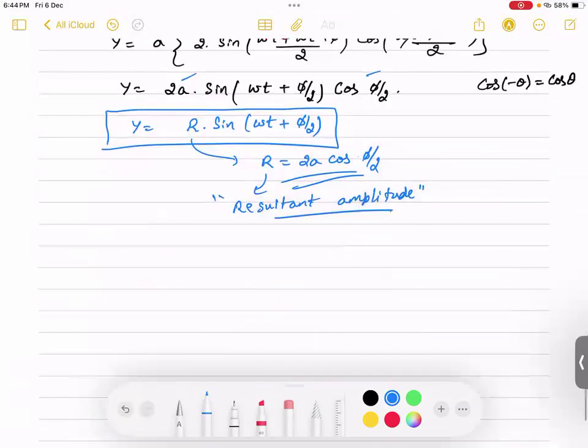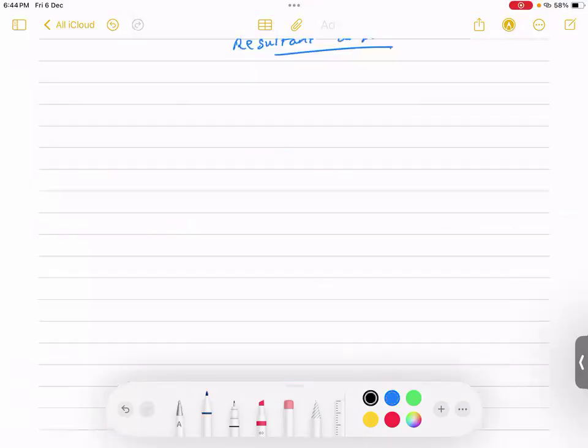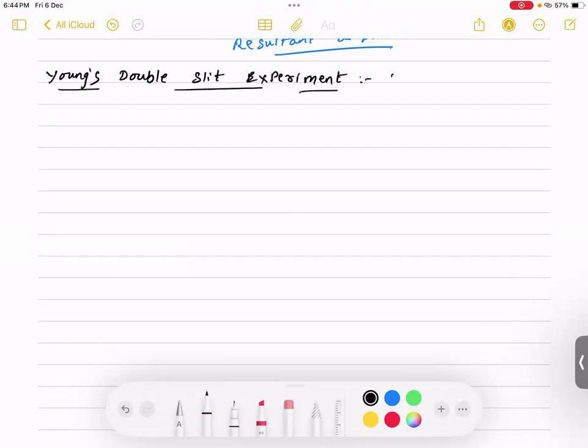Okay. The next concept is explained by the scientist called Young, in Young's double slit experiment. Instead of explaining with theory, they have taken Young's double slit experiment, YDSE. This is a practical one. So here they are keeping one source.